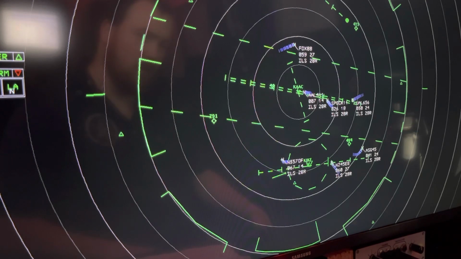November 5 Echo Golf, turn right heading 100. Descend and maintain 5000.